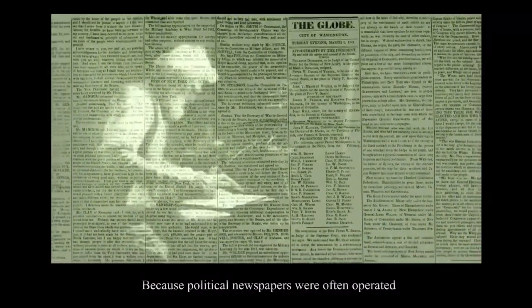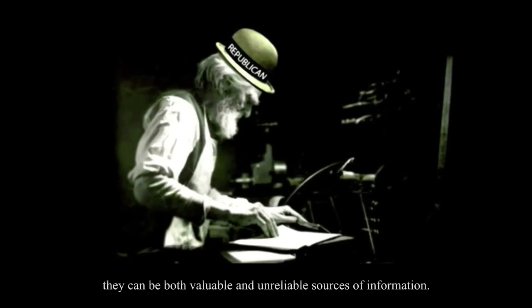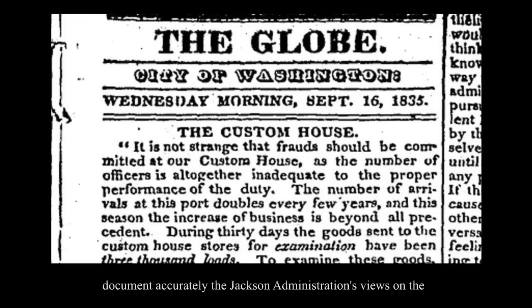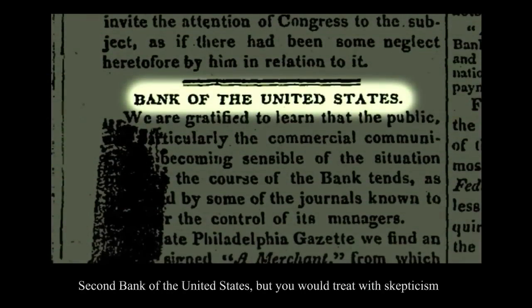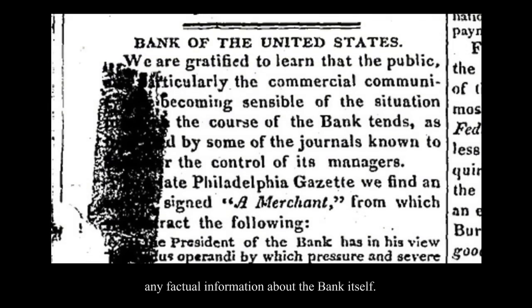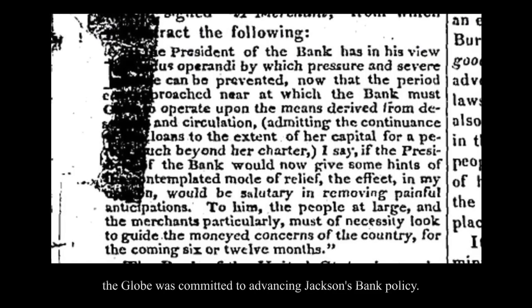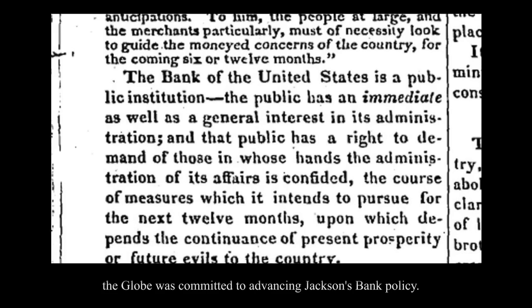Because political newspapers were often operated by people close to the political leaders they covered, they can be both valuable and unreliable sources of information. For example, you would expect the Washington Globe to document accurately the Jackson administration's views on the Second Bank of the United States, but you would treat with skepticism any factual information about the bank itself. As a Democratic Party organ, the Globe was committed to advancing Jackson's bank policy.